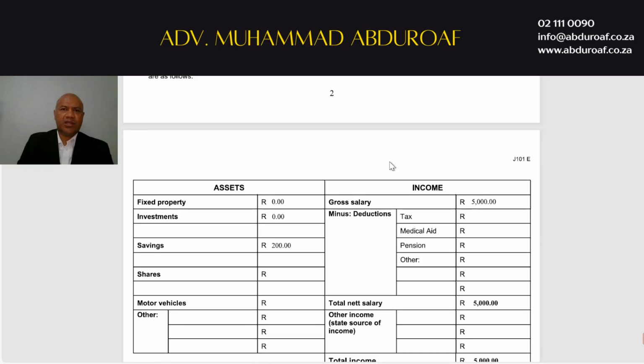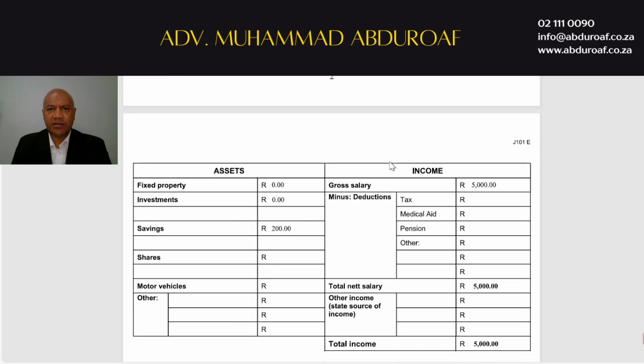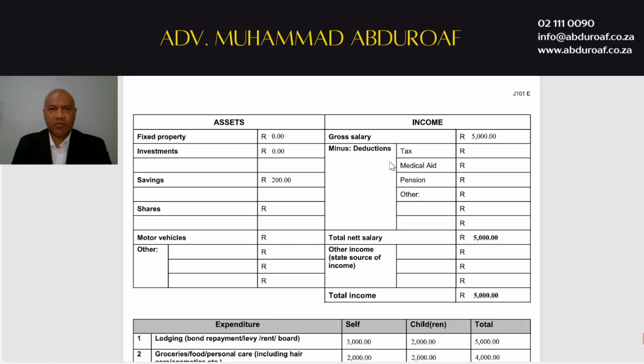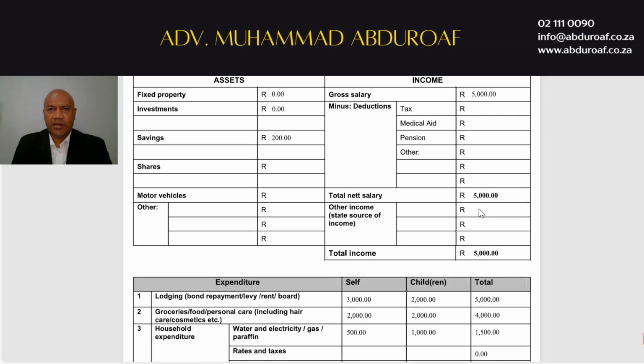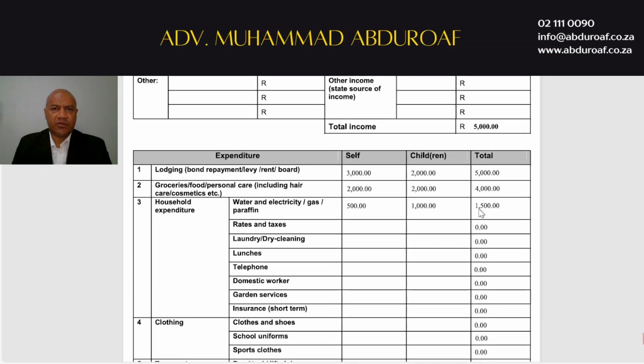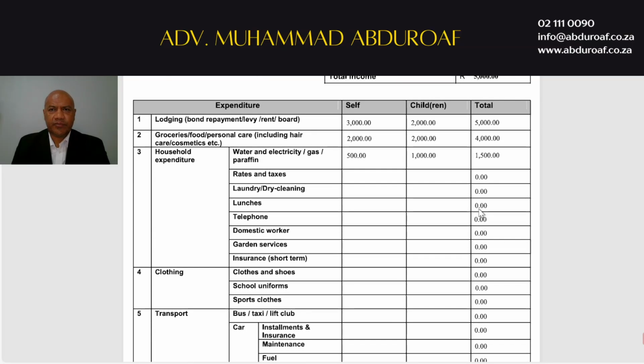The next section, you have to deal with your income and your assets. In this specific example, Kate has no fixed assets, fixed property, or investments. She has some savings. Her salary is 5,000 Rand per month. There are no deductions, and she comes home with 5,000. This next section is the most important section in my view, because if this section is not properly completed, you have challenges later on. So therefore, complete it as best as possible.